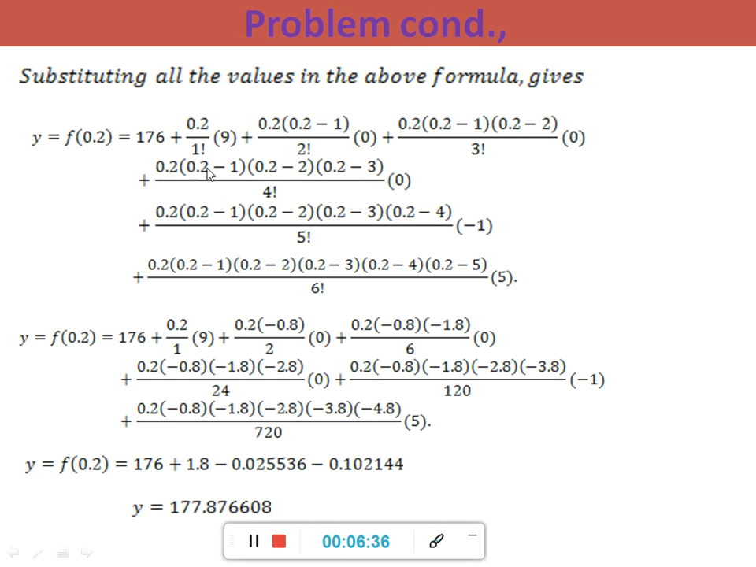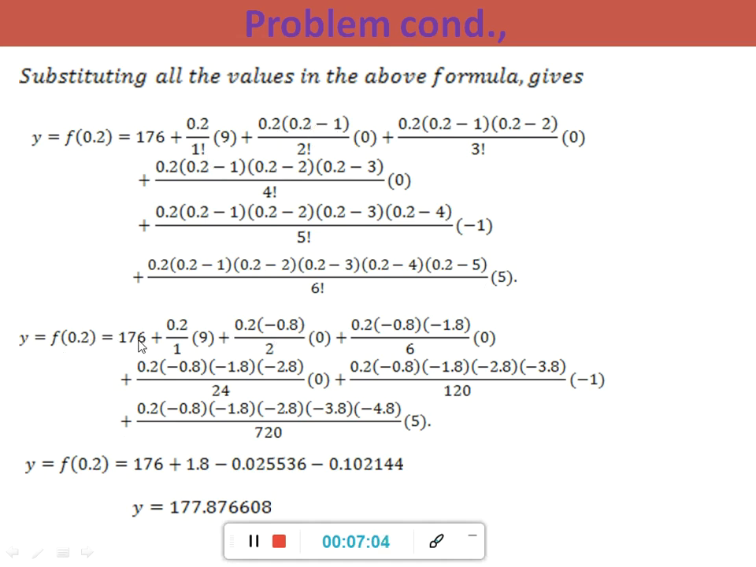0.2 into 0.2 minus 1, 0.2 minus 2, 0.2 minus 3 divided by 4 factorial into 0. Similarly, the next term extends up to 0.2 minus 4, similarly up to 0.2 minus 5. Such all the values here. Now after simplification, 0.2 minus 1 is 0.8.